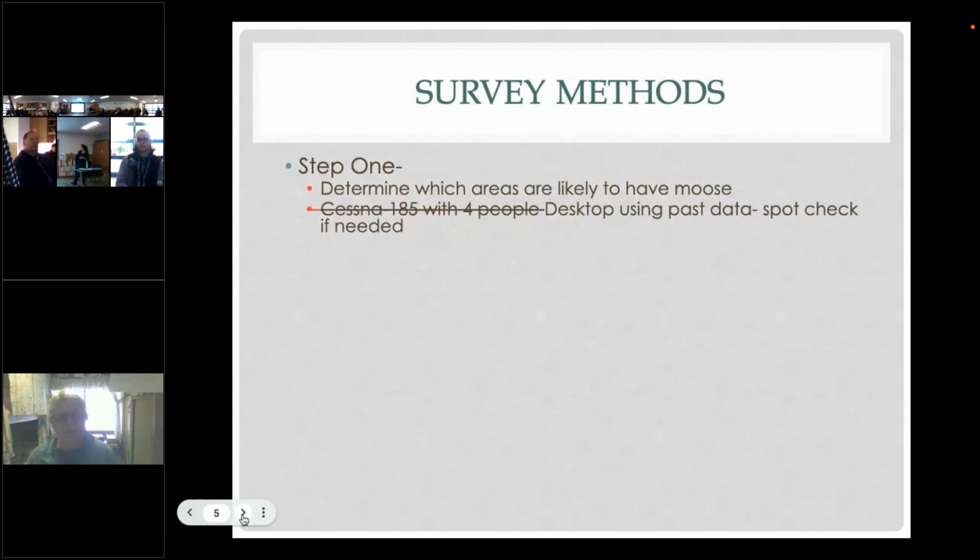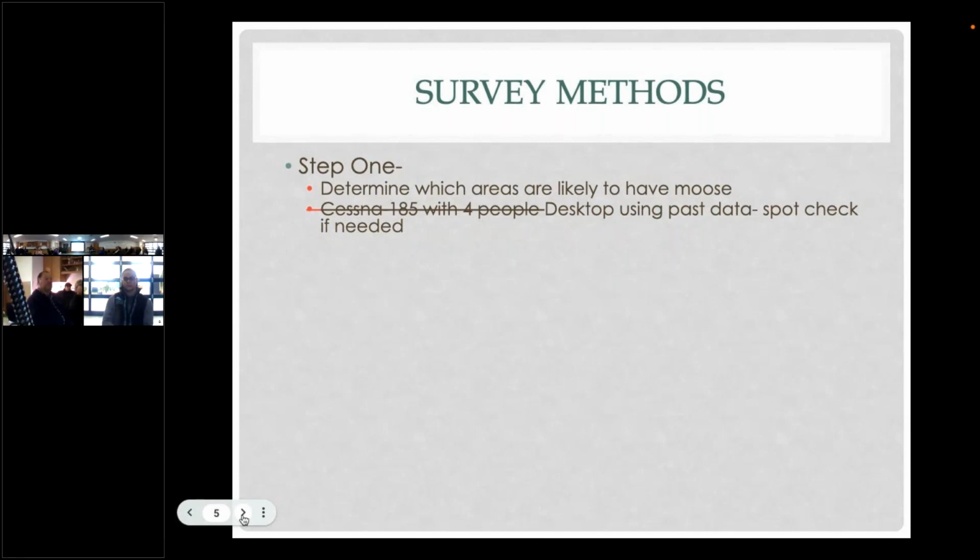And in the past, I have this strikeout here, because in the past we used to fly in 185 with 4 people. We'd look out the window and we'd try to assess the habitat, presence of moose, tracks of moose, and we'd use that to delineate the high.